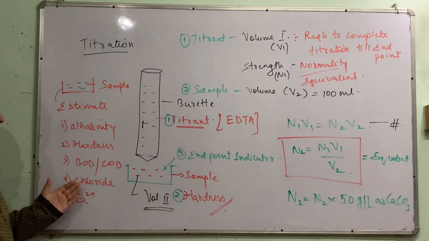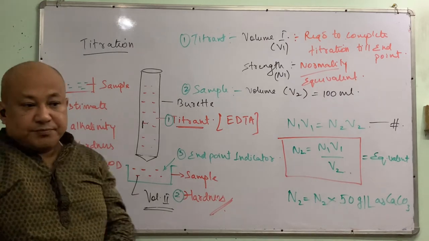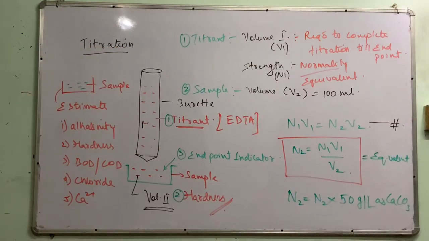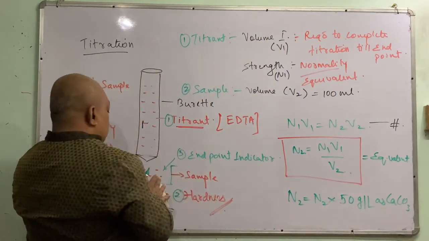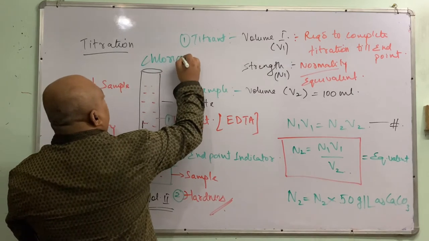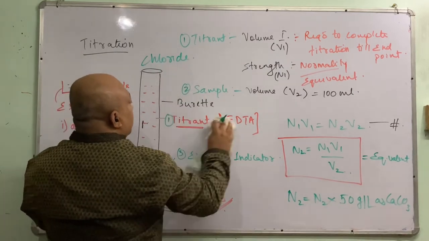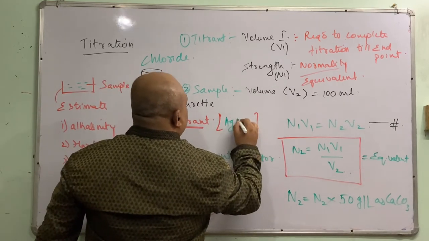If you want to find, say, chloride. Okay, chloride, what I'll do is, for the chloride, the titrant I want to use will be silver nitrate.